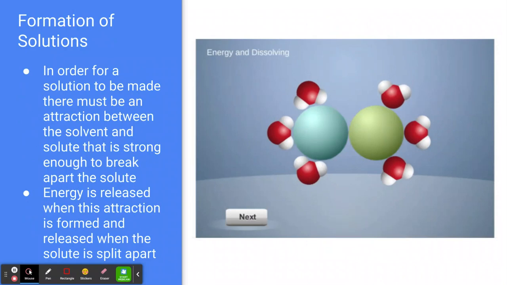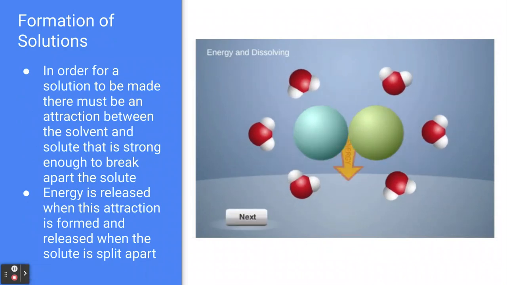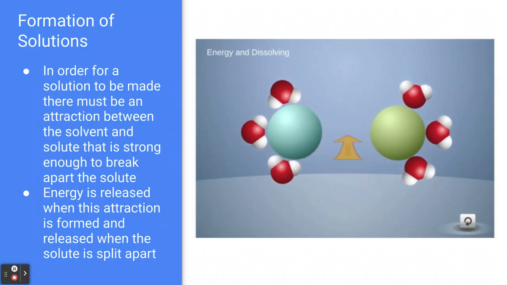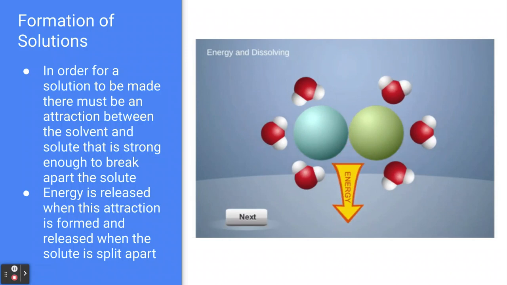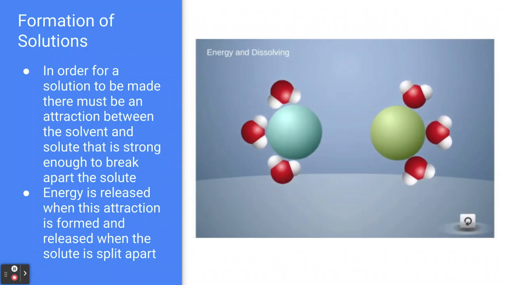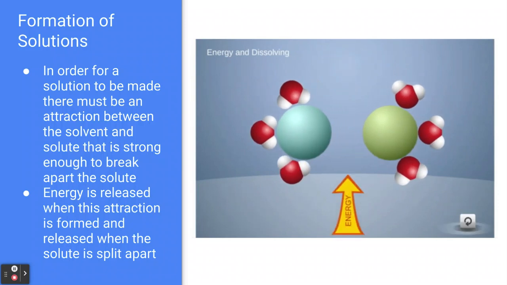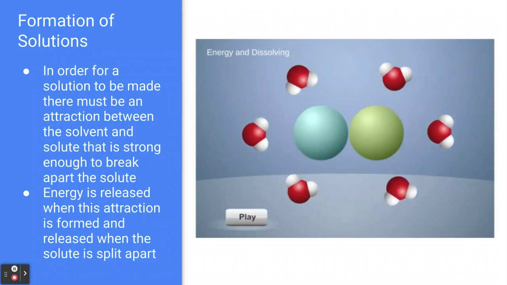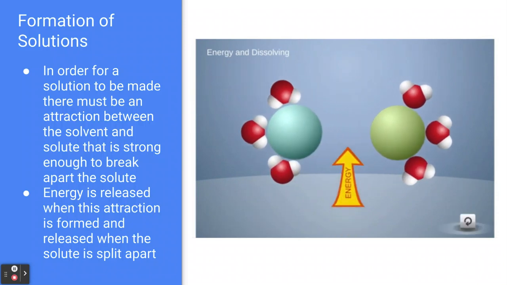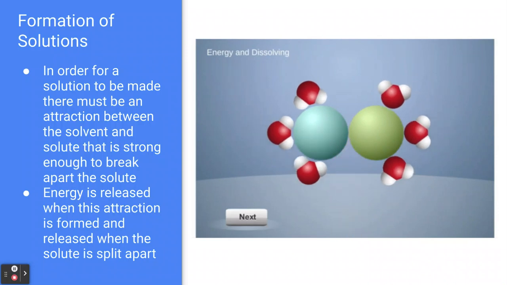Now, when we form solutions, what's really happening is that we need to break some attraction between the water molecules. We need to form an attraction between the water molecules and whatever we're trying to dissolve. And then we've got to pull those particles apart to actually make the solution. There's energy involved in this. We don't get into it too much, but there's energy when we force the attraction, and then it takes energy to actually break them apart from one another.